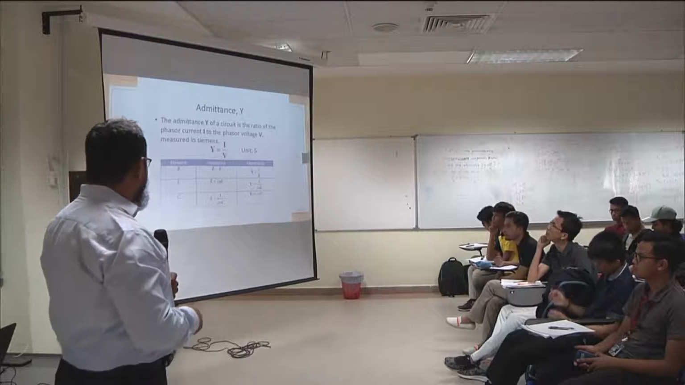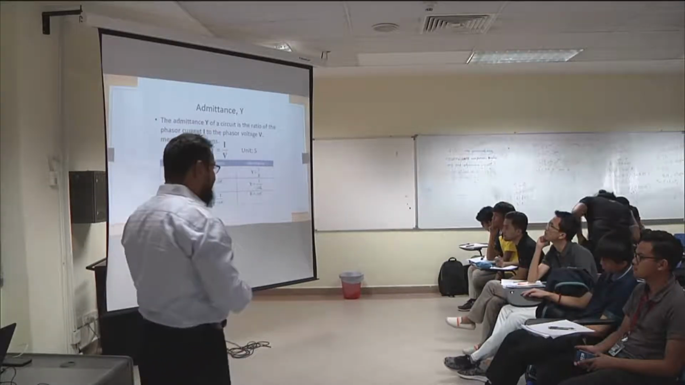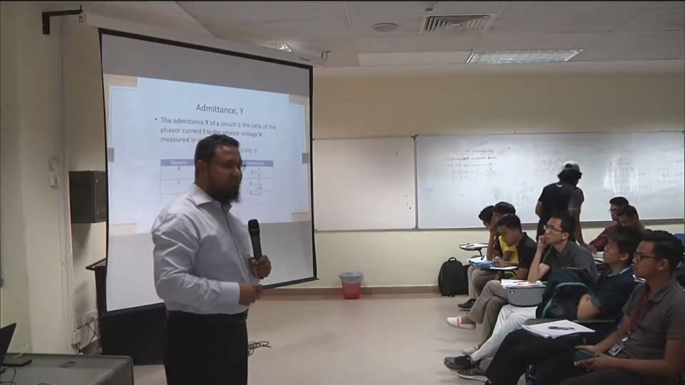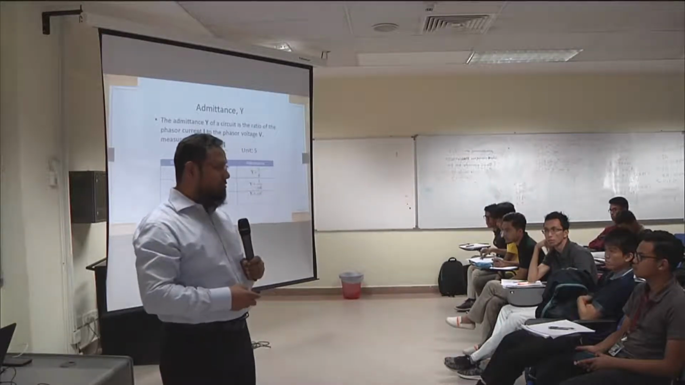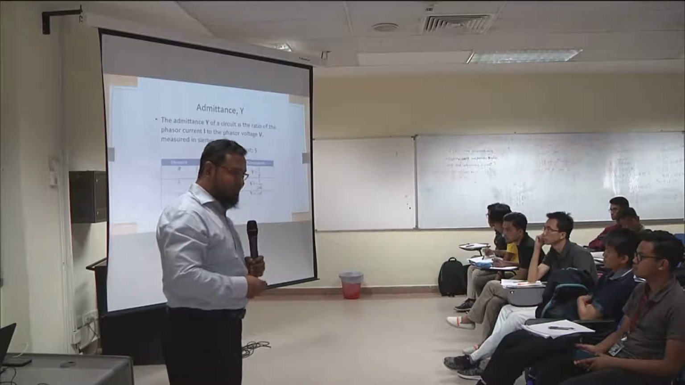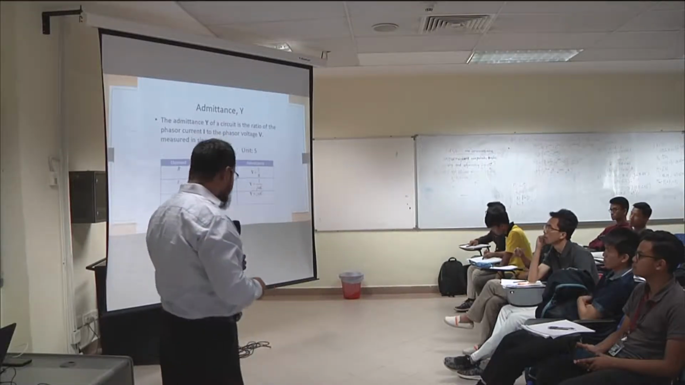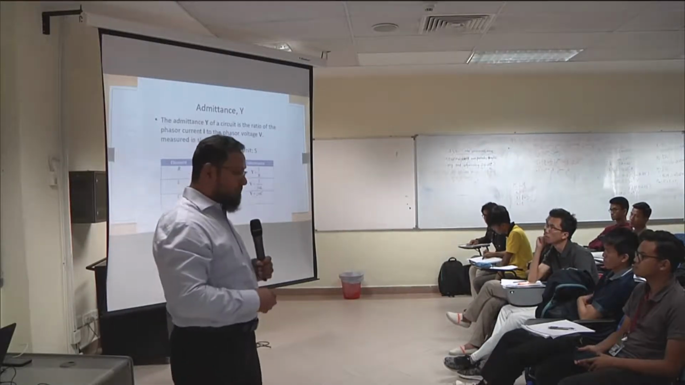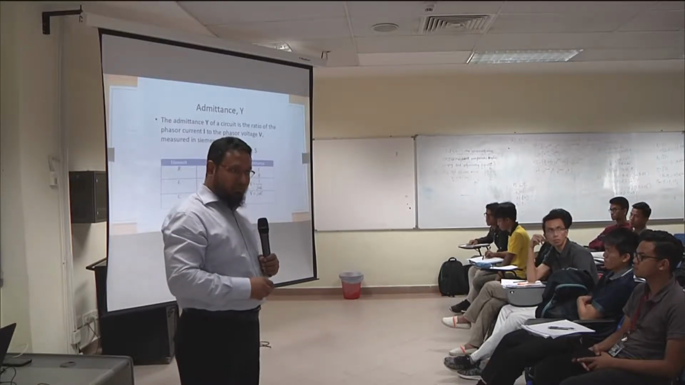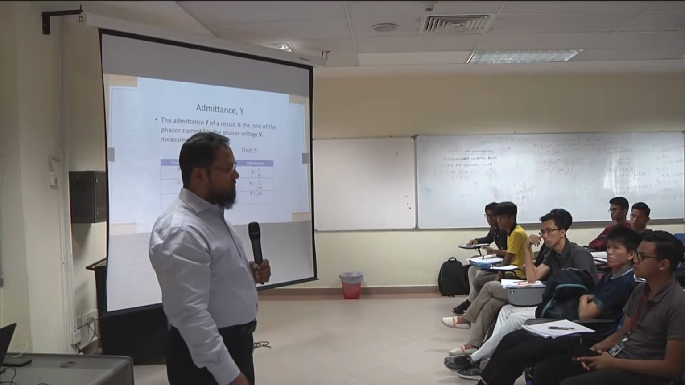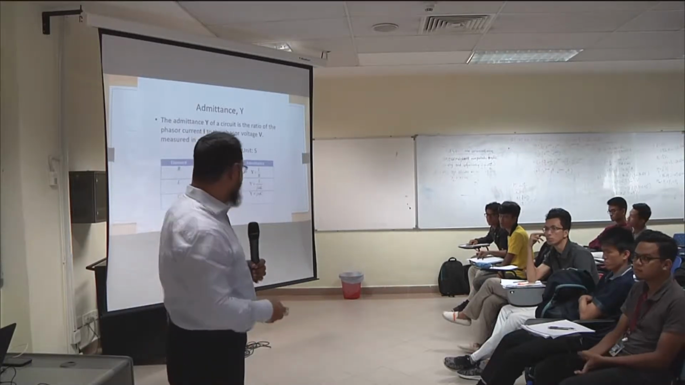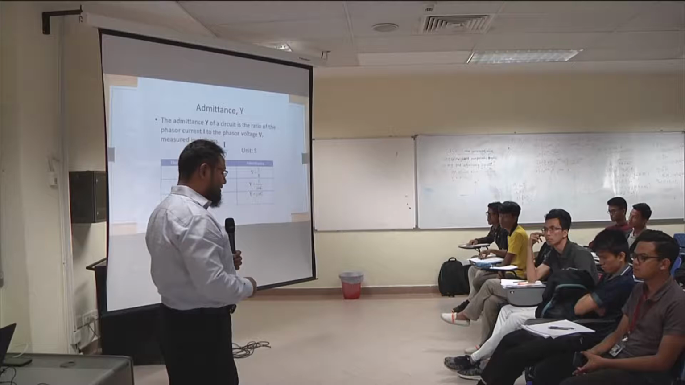Okay, so admittance. What is admittance? Admittance is the inverse of impedance, so 1 over Z, simply. It's called admittance. So let me ask you this. What is conductance? Can you tell me what is conductance? Conductance is 1 over R. If you have an R and if you invert it, we call that conductance.